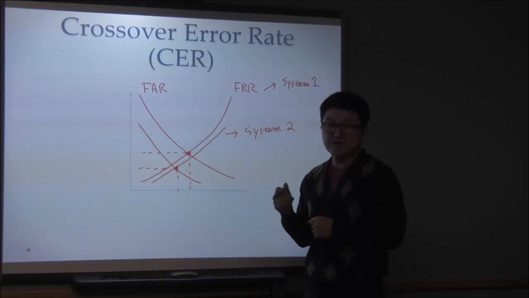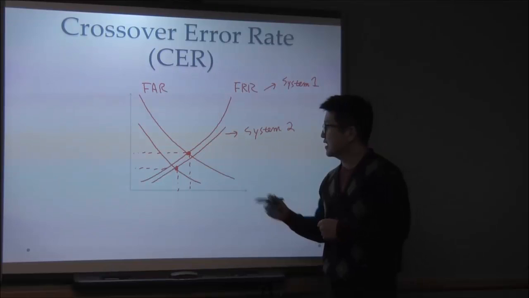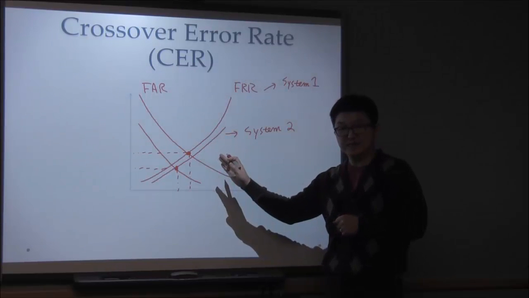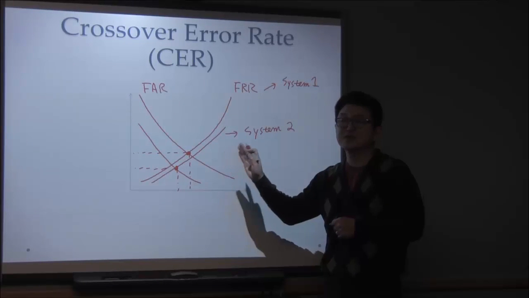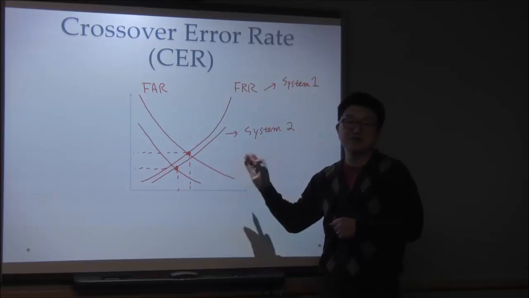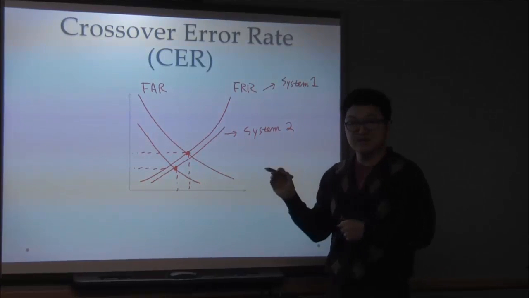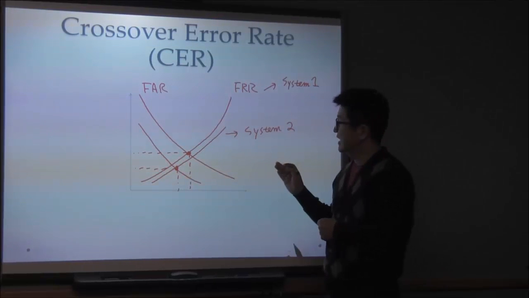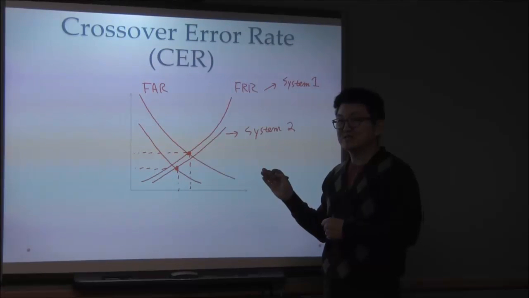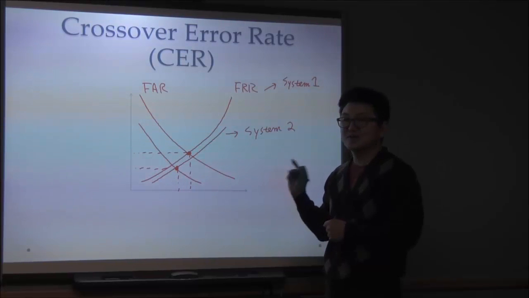So the question I want to pose here is, out of these two graphs belonging to two different systems, which system is better? You can think about that, and I'm going to come up with an answer after you spend a little bit of time. So I'm going to stop here.